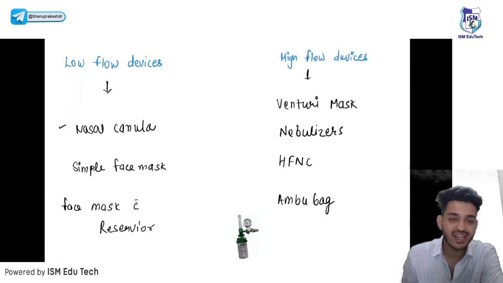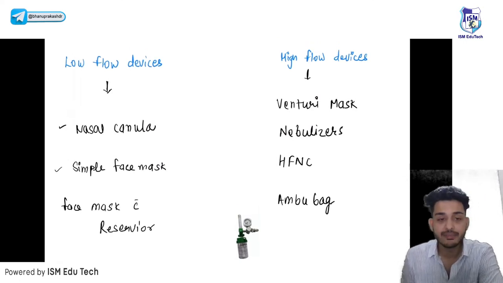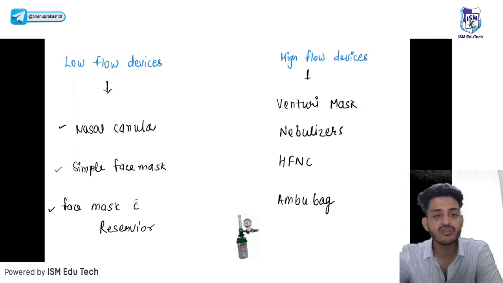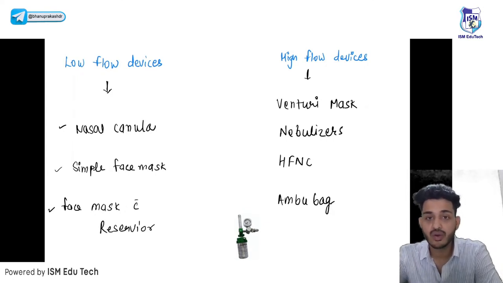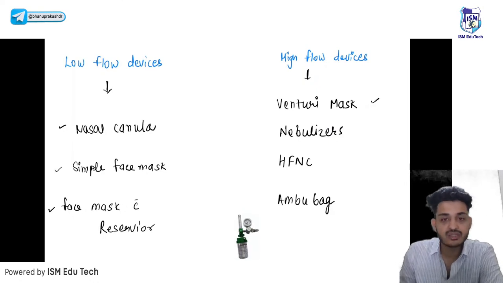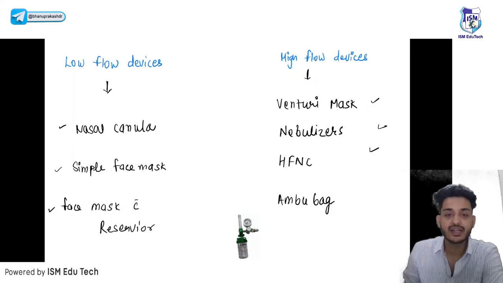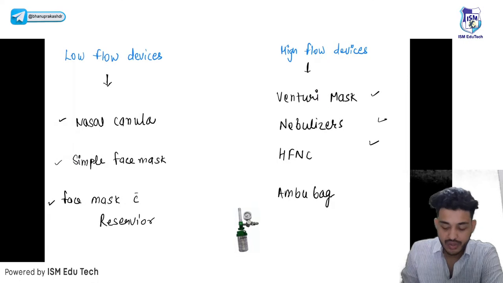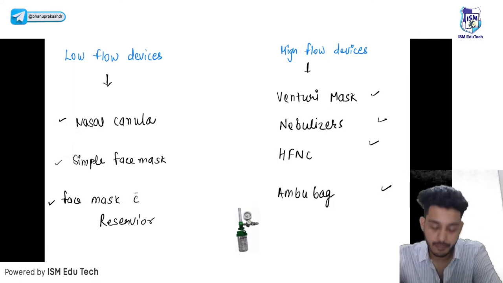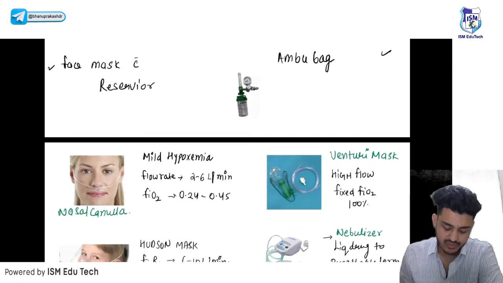First, we have to study nasal cannula. Second is your simple face mask. Then your face mask with reservoir. And in high flow devices, there will be venturi mask, nebulizers, HFNC, that is high flow nasal cannula, and the ambu bag.